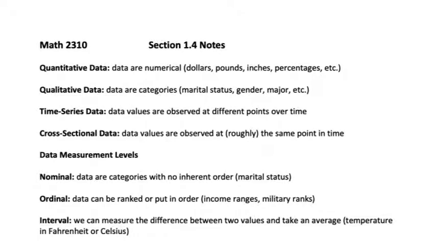In this video for section 1.4, we're going to talk about different categories of data. Our first categorization is quantitative or qualitative. And this is kind of tricky because the words look very similar, so you have to be very careful when reading questions. Quantitative data is data that is numerical. These are numbers with units. The units could be things like dollars, pounds, inches, percentages, or number of people, or number of products. Numbers with units.